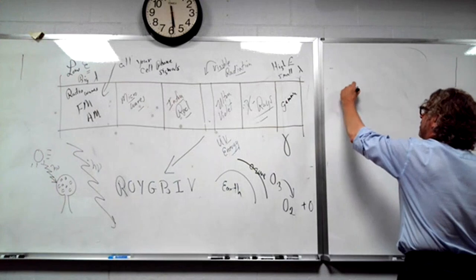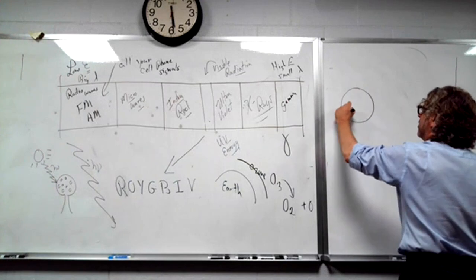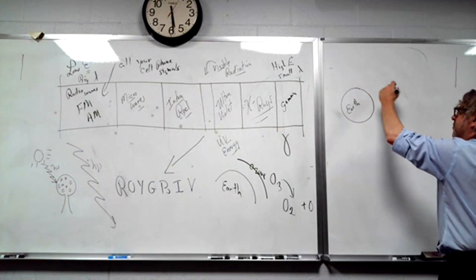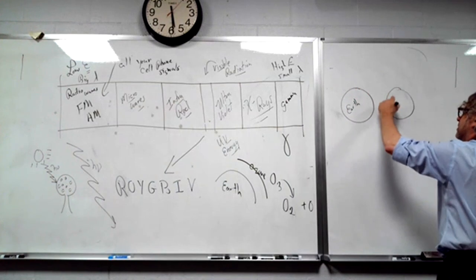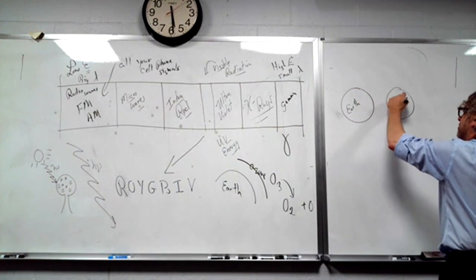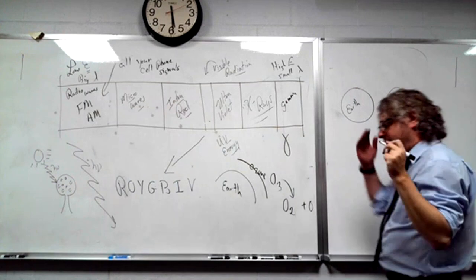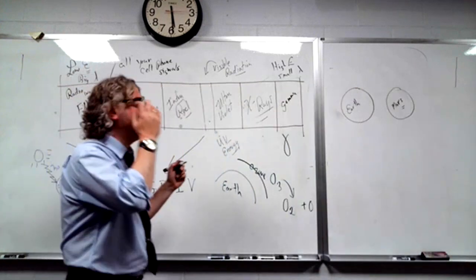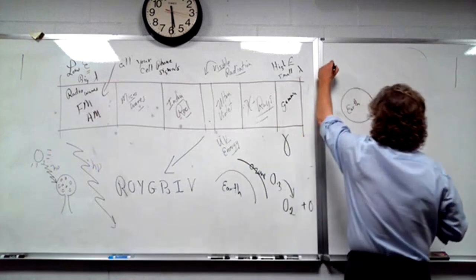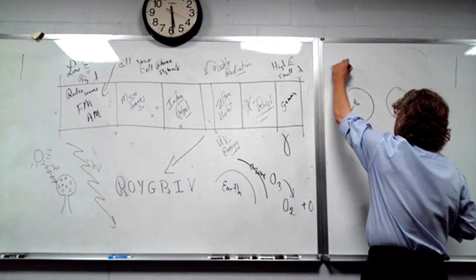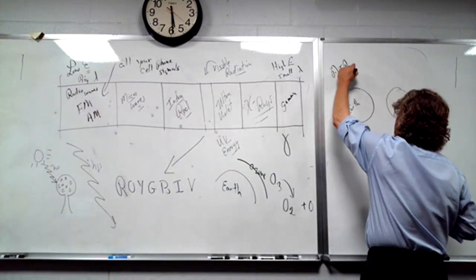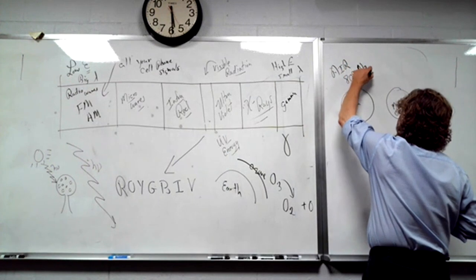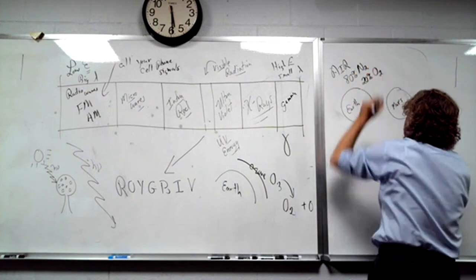Now, when our solar system was formed, it was the Earth, and not too far from it, there was Mars. They're not that close, right? Mars is a little bit smaller than the Earth. Your air is about 80% nitrogen gas and 20% oxygen gas.